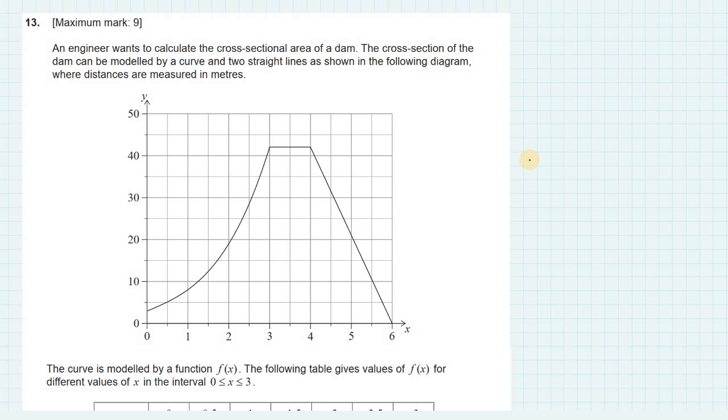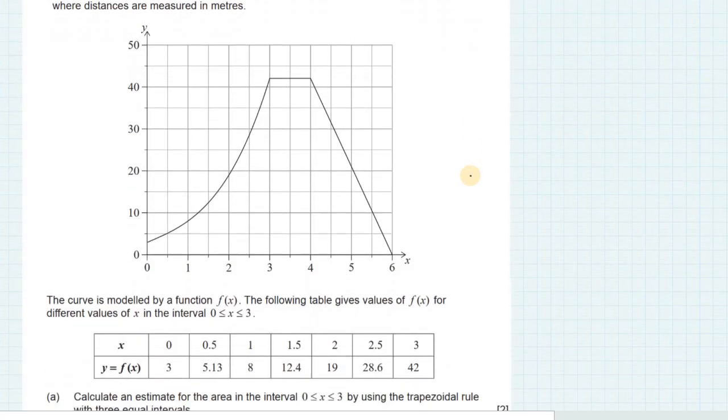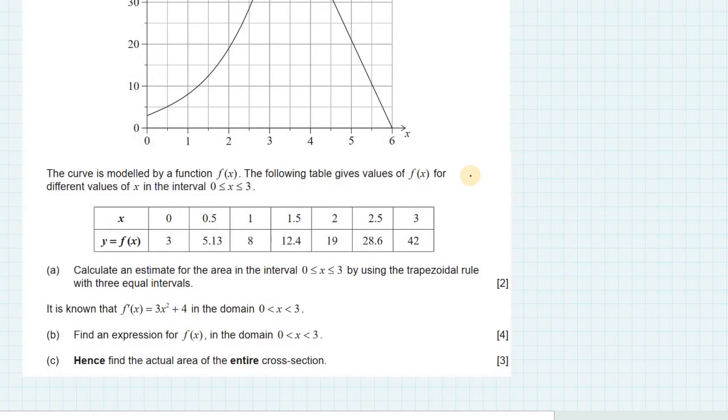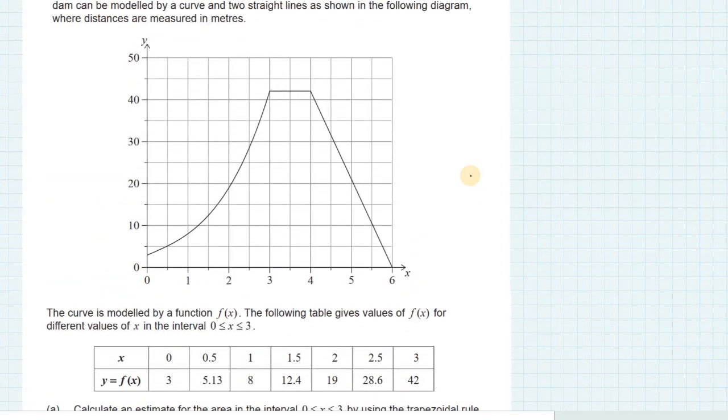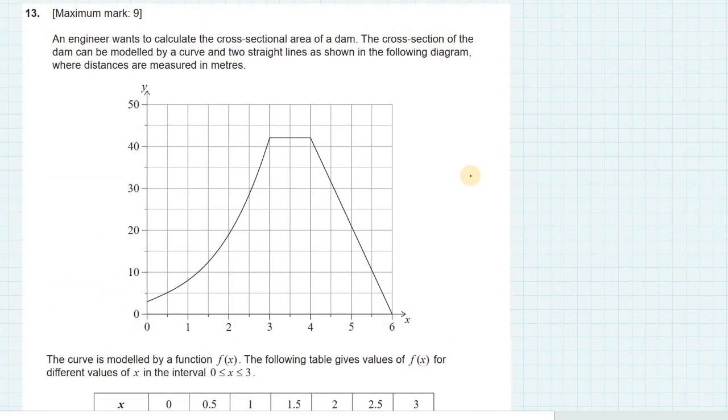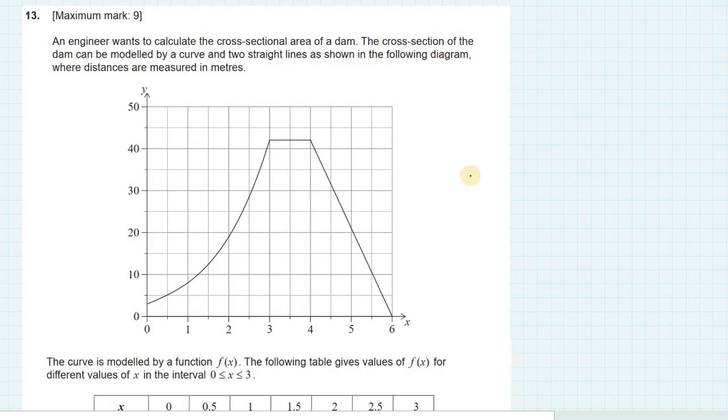Okay, good people, in front of us we have May 2023, Paper 1, Timezone 2, question number 13, the last question. You may pause the video and then try it yourself before we discuss it together. Okay, as you can see, this is a question about calculus.